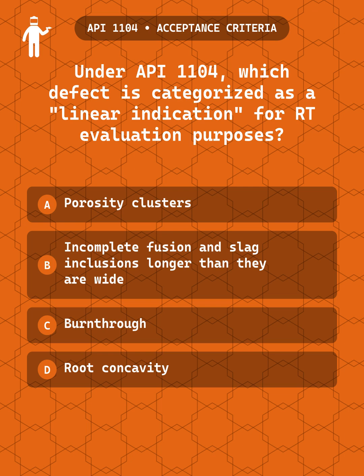Question 1. Under API 1104, which defect is categorized as a linear indication for RT evaluation purposes? Is it A, porosity clusters, B, incomplete fusion and slag inclusions longer than they are wide, C, burn through, or D, root concavity?